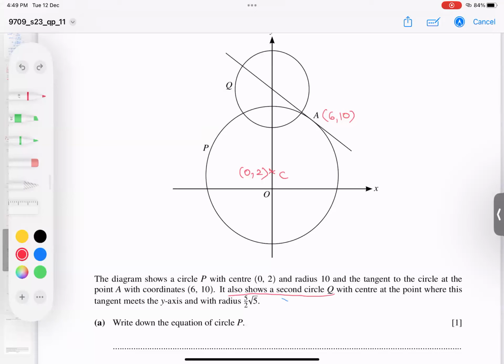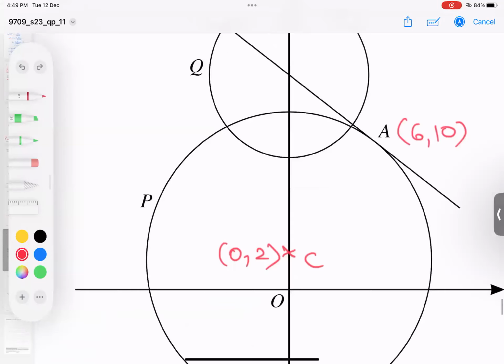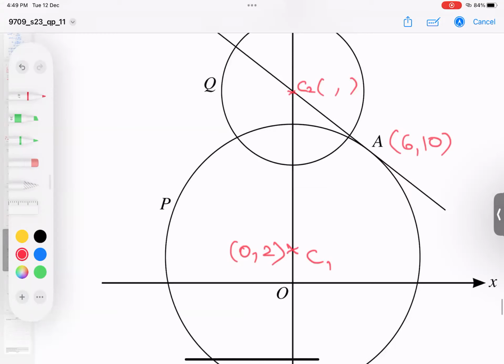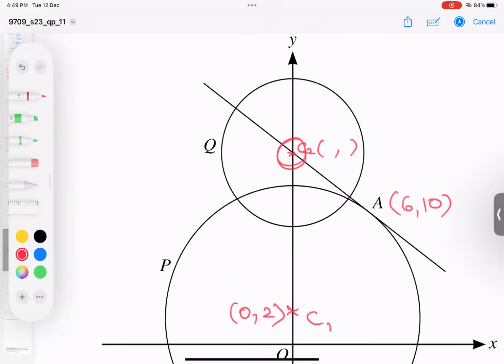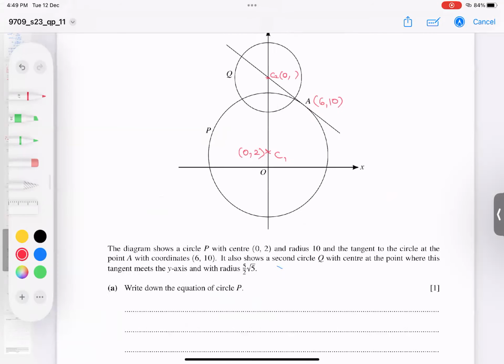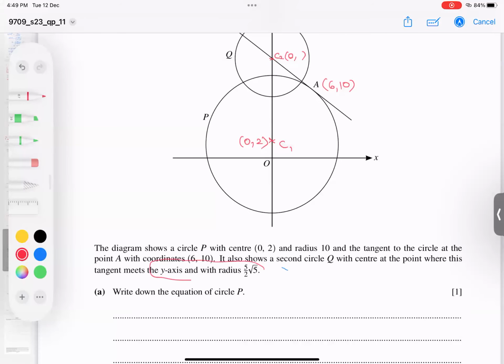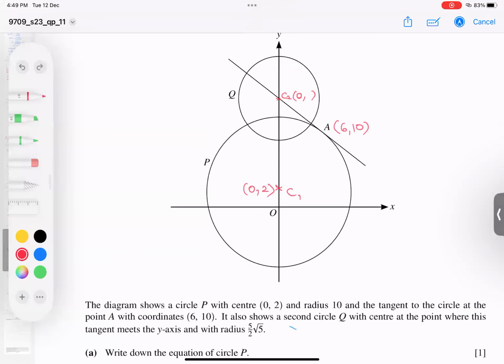It also shows a second circle Q. You can see a small circle Q on the top. He mentioned Q here, at the center of the circle where the tangent meets the y-axis. It means this is the center of the circle. I call this C1 and this C2. C2 I don't know, but in common sense, when a line cuts the y-axis, x is always 0. I can find it easily later on. He's saying the radius of the small circle is this much, so this radius from here to here is 2 root 5.